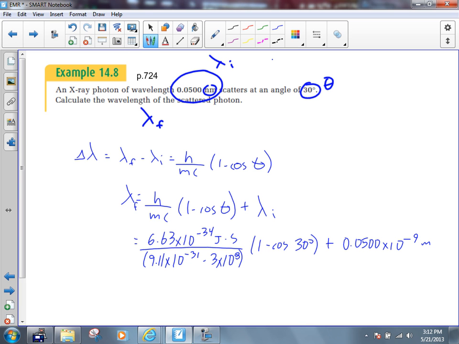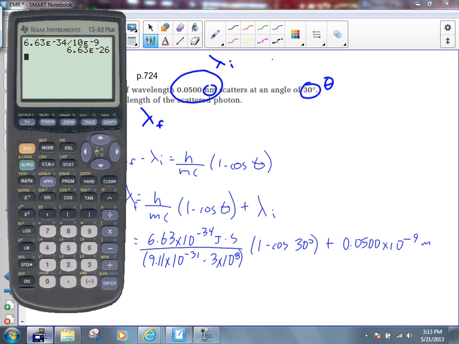Let's put this into our calculator and make sure that you can do this yourself as well, okay? We've got 6.63 times 10 to the minus 34. We divide that by, let's use some brackets on the bottom here, 9.11 times 10 to the minus 31 times 3 times 10 to the 8. Let's end those brackets. Okay, that's the coefficient that we get out in front. Let's multiply that by 1 minus cosine theta. Use some brackets, again, 1 minus cosine 30 degrees. Make sure you're in degree mode. End the brackets, both sets of them.